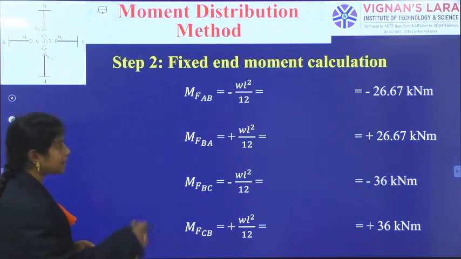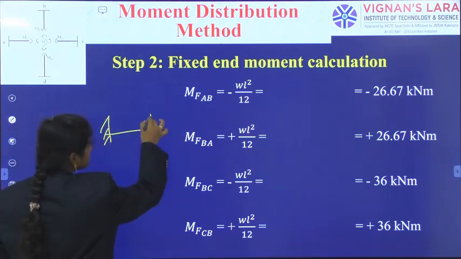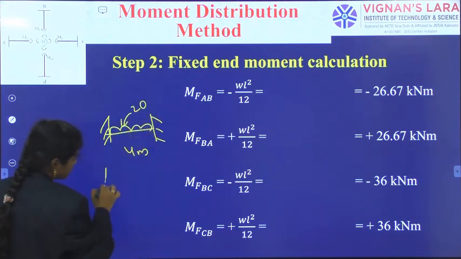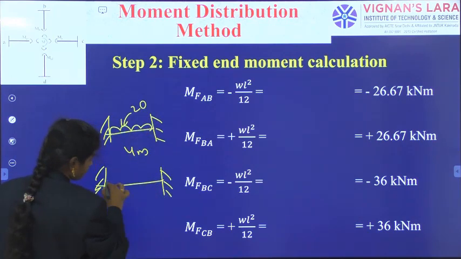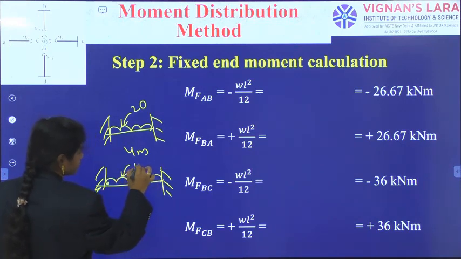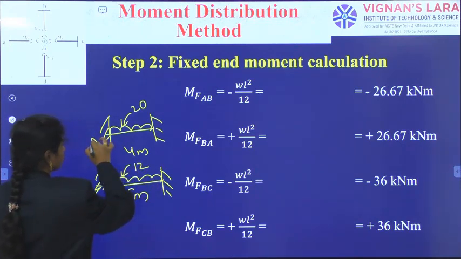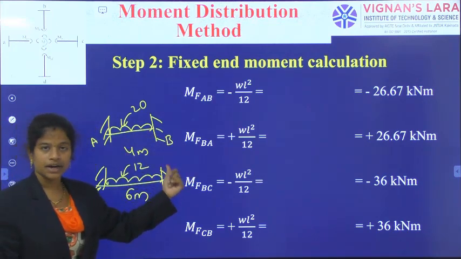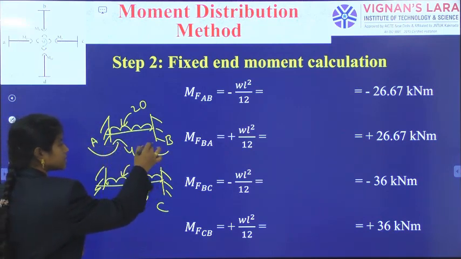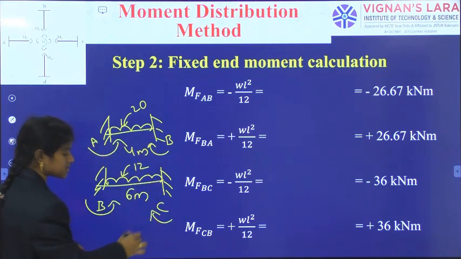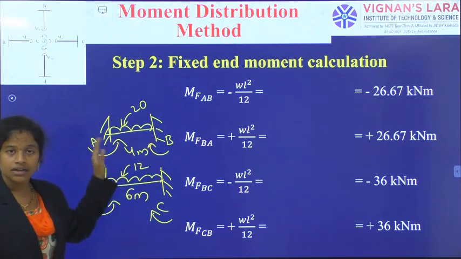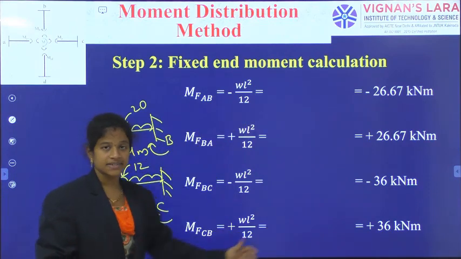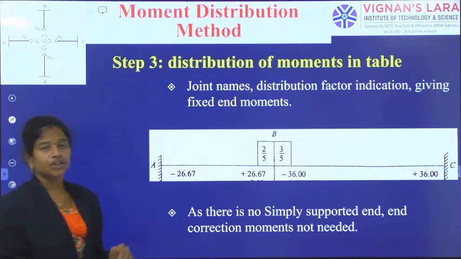Then the calculation of fixed end moments. Taking each individual member as a fixed beam with its UDL, we use wL²/12 on both ends. On the left side it is hogging, and on the right side it is sagging. Anti-clockwise is negative and clockwise is positive. So these are the answers, and then we went into the distribution table.